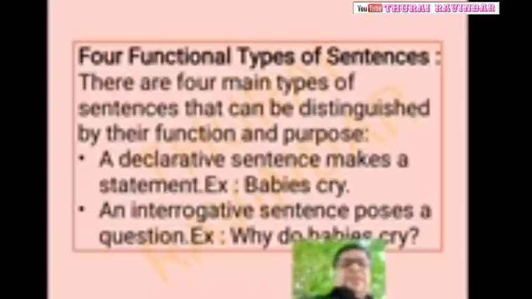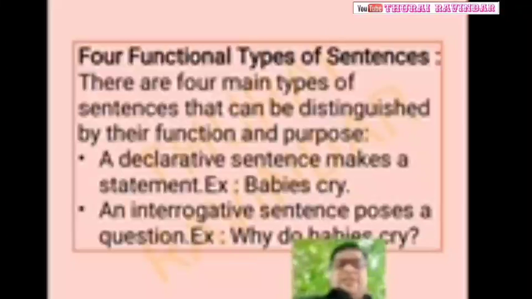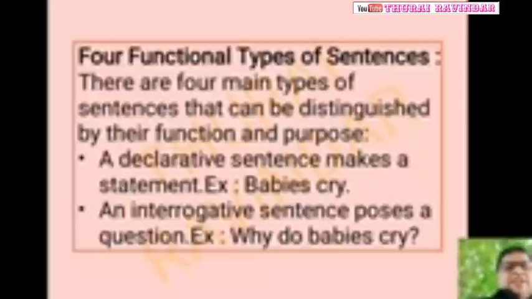Four functional types of sentences. There are four main types of sentences that can be distinguished by their function and purpose. A declarative sentence makes a statement. For example, I eat a mango. He drinks coffee. She plays. Babies cry. This is called a declarative sentence, or a statement.